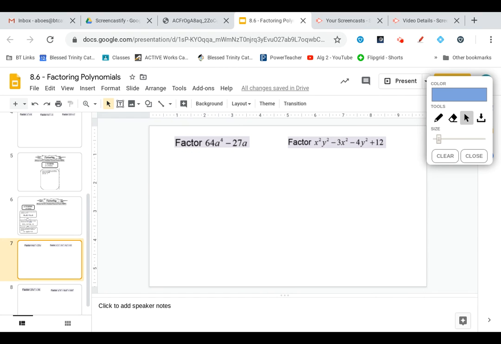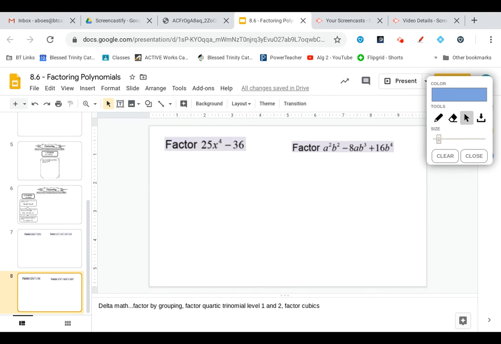Okay, let's do just a couple more together and then I'll let you practice some. These are my notes to myself at the bottom, sorry. If I have 25x to the fourth minus 36, okay, let's see, this is a difference of squares, okay? What's the square root of 25? 5. And the square root of x to the fourth is x squared. And then what's the square root of 36? 6. So I can rewrite this as 5x squared plus 6 times 5x squared minus 6.